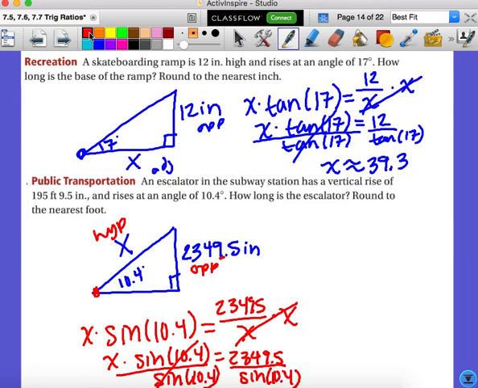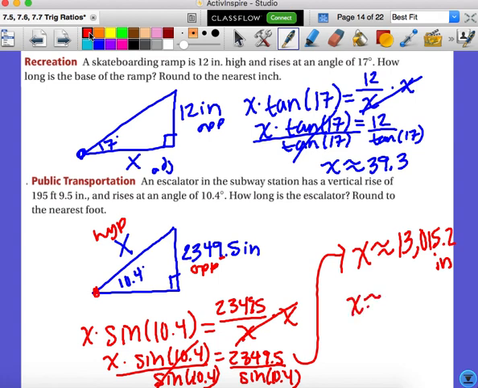So my final answer is going to be x equals whatever 2,349.5 divided by the sine of 10.4 actually is, which tells me that x is approximately 13,015.2. And this is in terms of inches. So if they ask us to convert to the nearest foot, we are going to divide that by 12. So x is approximately 1,084.6 feet.